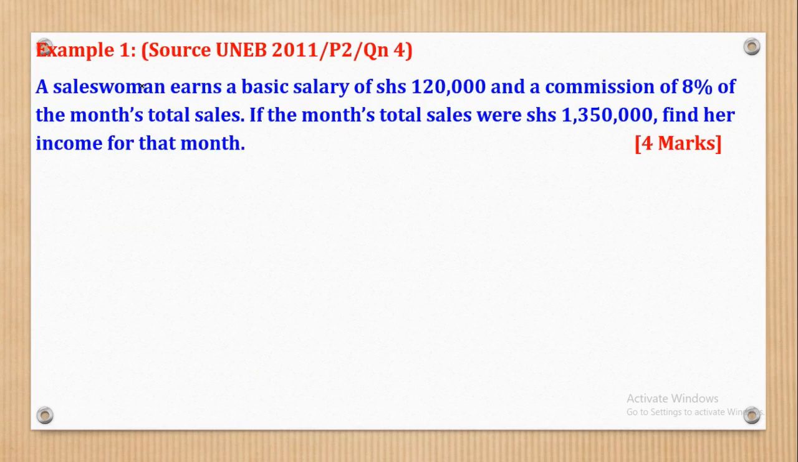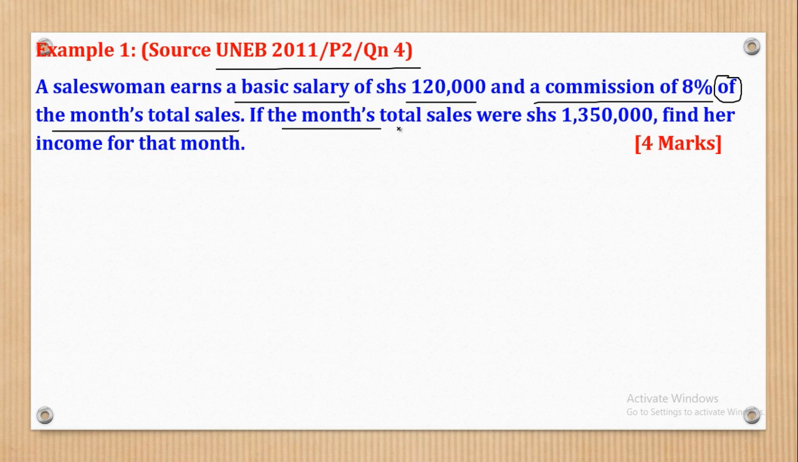Now with that knowledge, you shall now go to the question. Example 1 came from UNEB 2011 paper 2 question 4, and it says: a saleswoman earns a basic salary of shillings 120,000 and a commission of 8%. I believe by now you know what a commission means. A commission of 8% of, I think you remember what this word of also means, of the month's total sales. If the month's total sales were shillings 1,350,000, find her total income for that month.